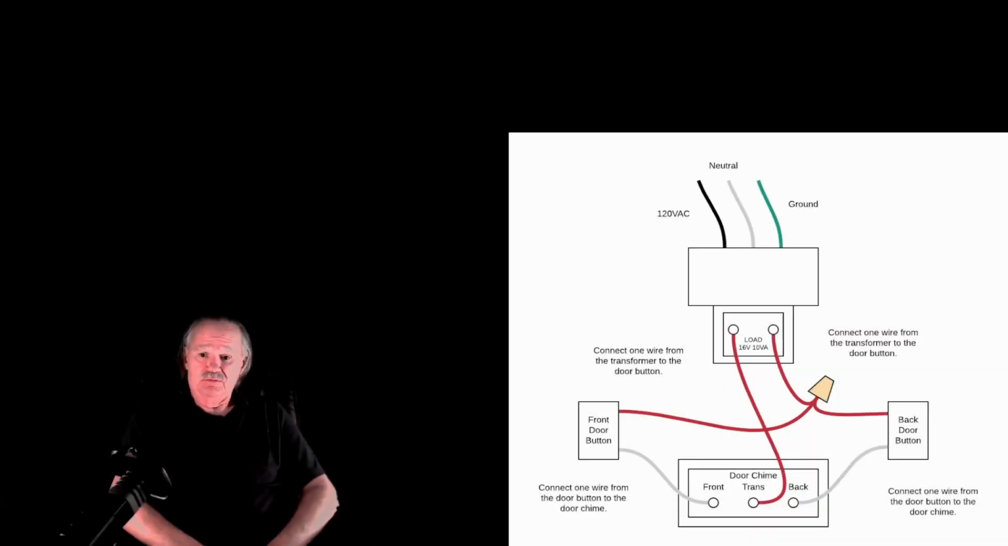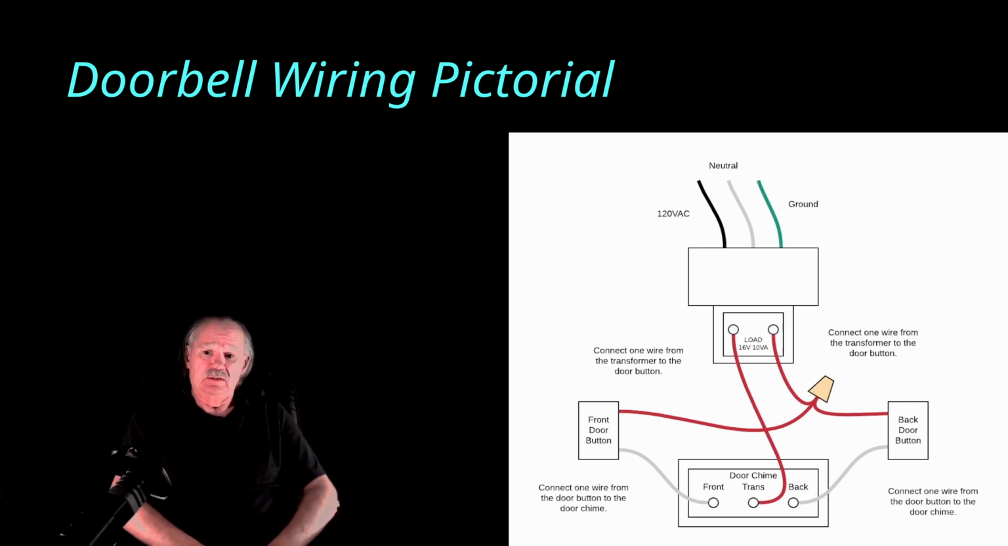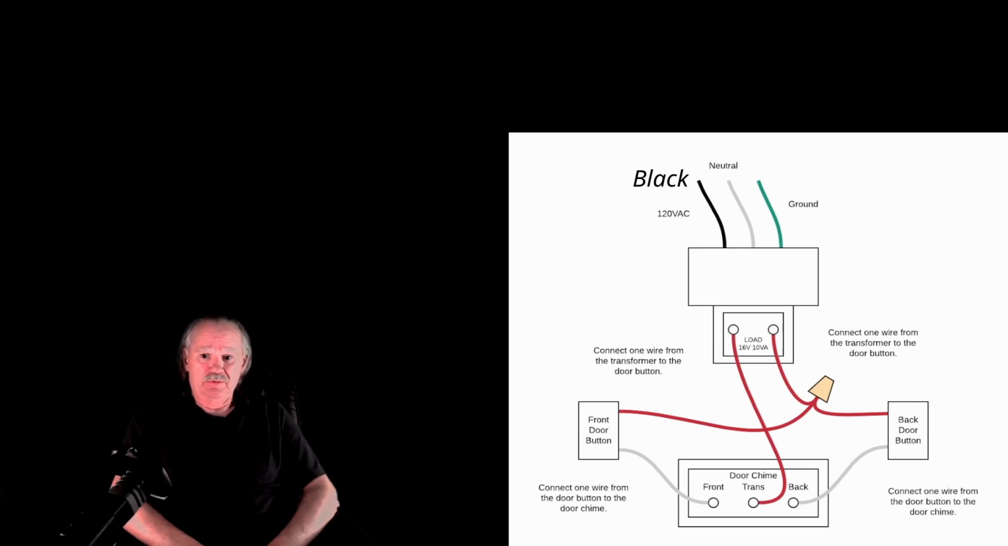The one you see beside me is a doorbell ringer. And it shows the wires coming into the transformer, the black, white, and the green at the top. The wires coming out are red, then they go to the push buttons, then they go to the chime. And this is a classic example of this type of pictorial. There are some other types.